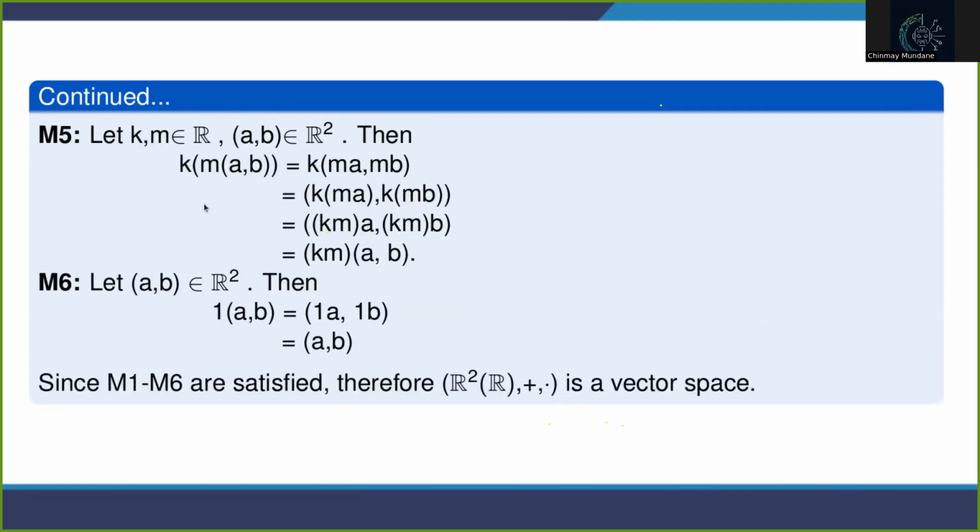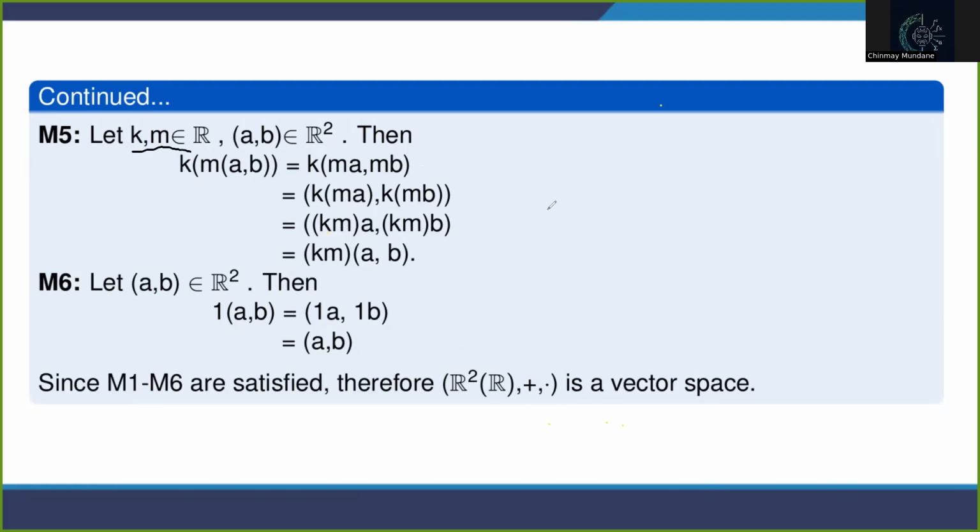Now this is the next one. So this is M5 and M6. So M5 is K. Let k and m belong to the real numbers, and a, b is our vector. So what was our fifth property? The fifth property was the associativity of scalar multiplication.